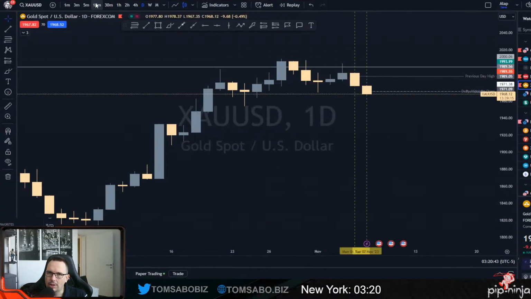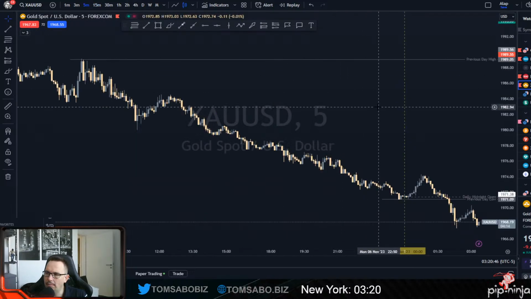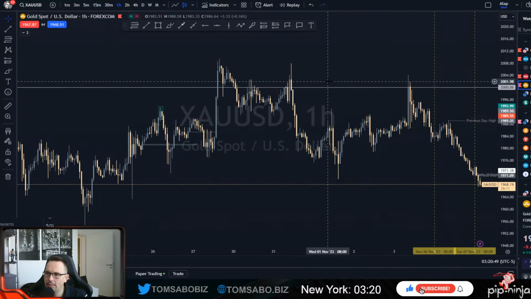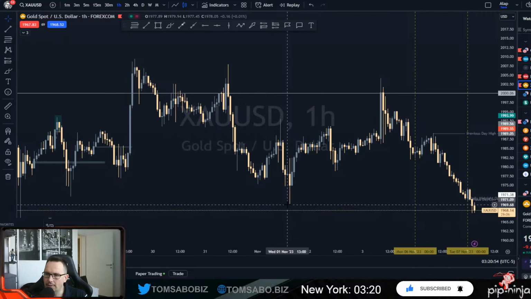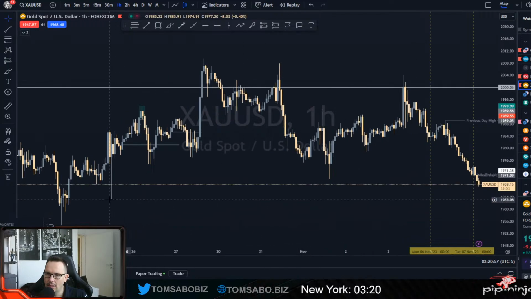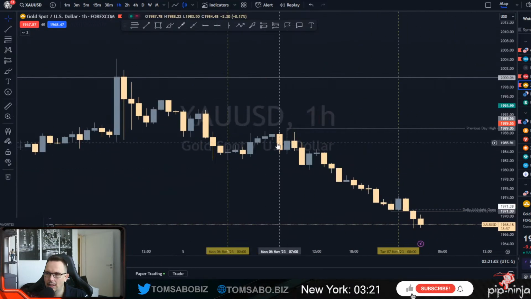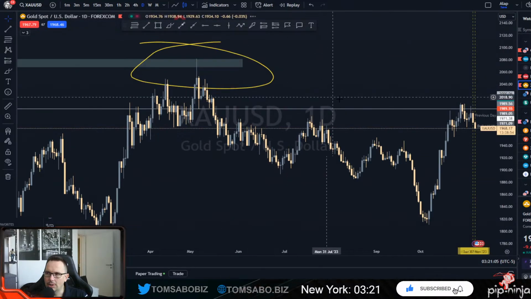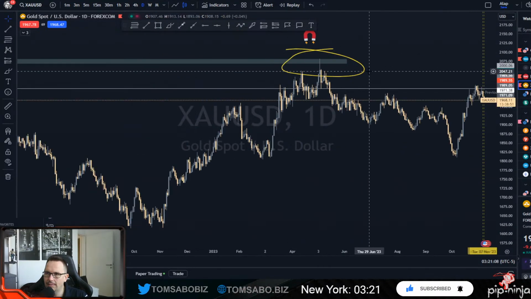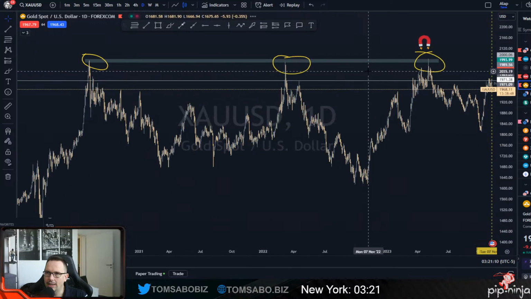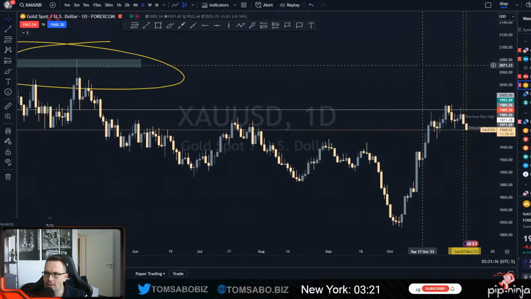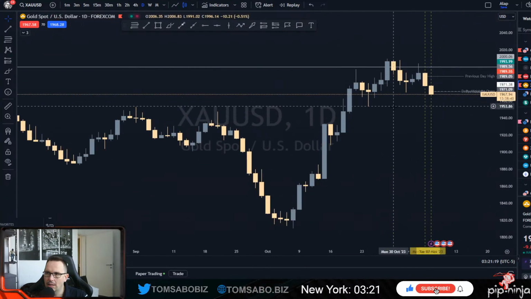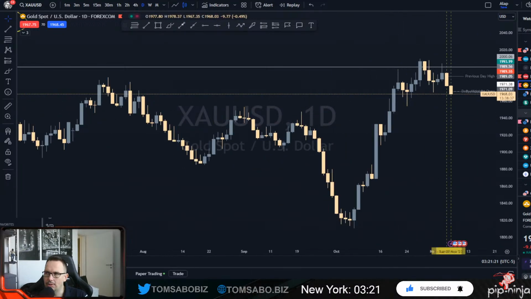Let's check gold in the meantime. Gold took out yesterday's low here, and we had this significant low on the 1st of November, and another low from the 25th of October. Overall, I'm still bullish on gold. If we look at the daily, we have equal highs up there above 2000, in the 2070 area. Question is, is this going to turn around?